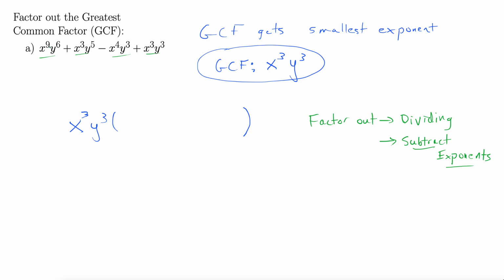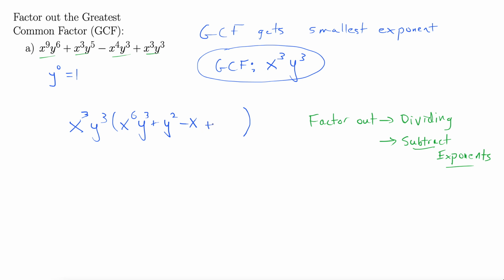So here we have x to the 9 minus 3, which is x to the 6th, y to the 6 minus 3, y cubed. Plus x to the 3 minus 3, that's just x to the 0, so there's no x's left. Y to the 5 minus 3, which is y squared. Minus x to the 4 minus 3, x to the 1, which we just write as x, and then y to the 3 minus 3. Remember, y to the 0 is actually 1, so that just leaves us with x.